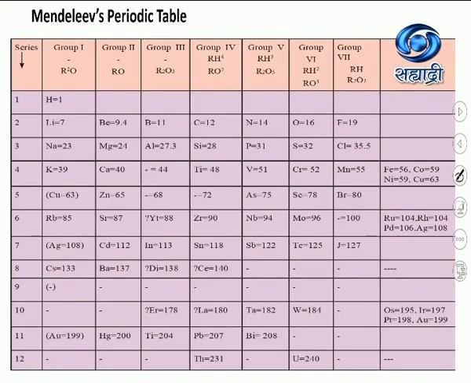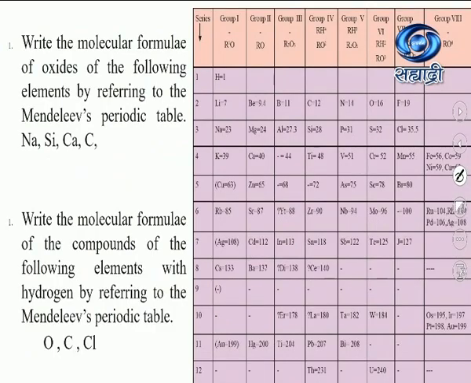So this is Mendeleev's periodic table, which is given in the textbook. He tried to arrange those elements in groups: group 1, 2, 3 till group 8. So he arranged those elements in 8 different groups. And how to write the molecular formulae of oxides and hydrides? Write the molecular formulae of oxides of the following elements by referring to Mendeleev's periodic table.